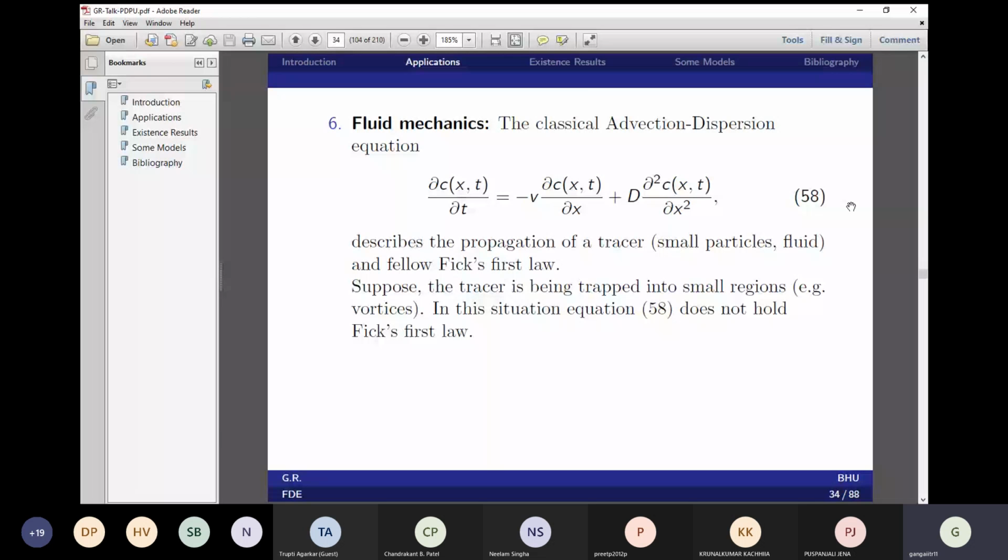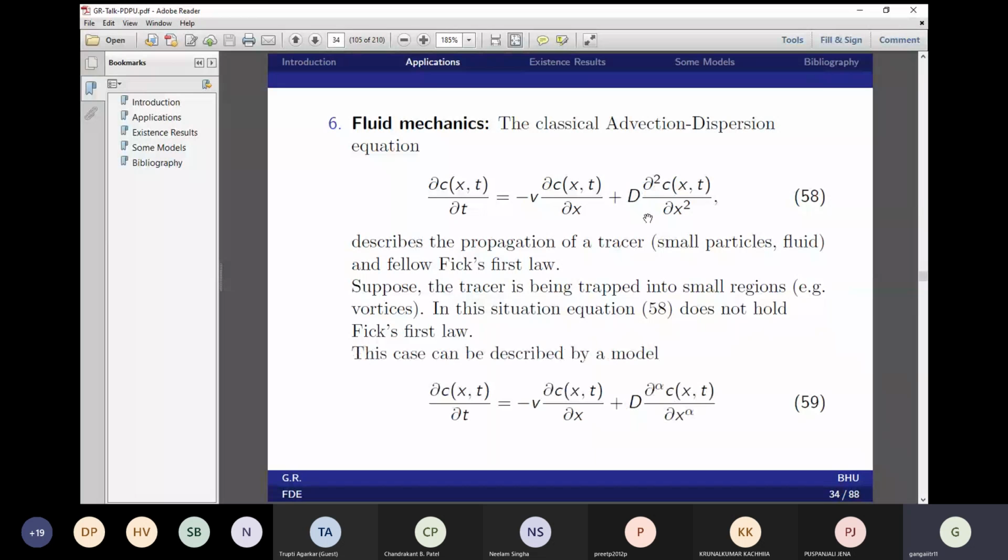So to handle such situations, we can use the fractional derivatives in place of the integer order derivative. Here, this is the second order derivative. When we use the fractional order derivative, then we can handle those situations when the fluid flows into small regions. So this is another nice application of the fractional calculus, which is found in classical mechanics.